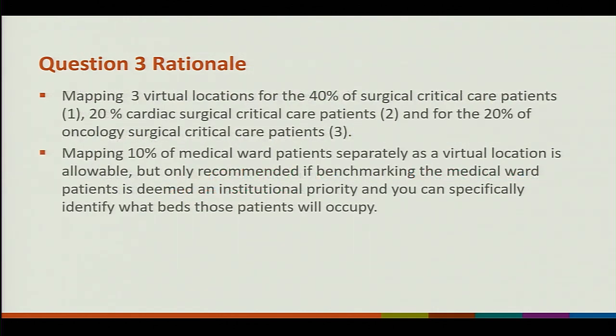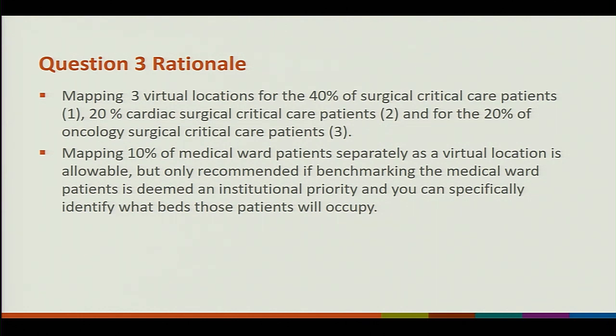There's also different opportunities for you to map 2 or more virtual locations in this scenario, and that's just based on if you're able to delineate certain beds for those subspecialties. So, for instance, you can create 3 virtual locations. The first one comprising of 40% of just surgical critical care patients in one area. The second having 20% cardiac surgical critical care patients. And then the third location, you can have 20% of the oncological surgical critical care patients as well.